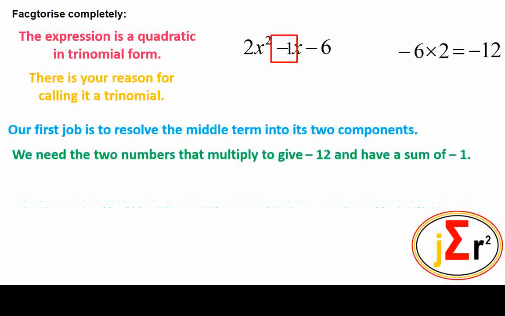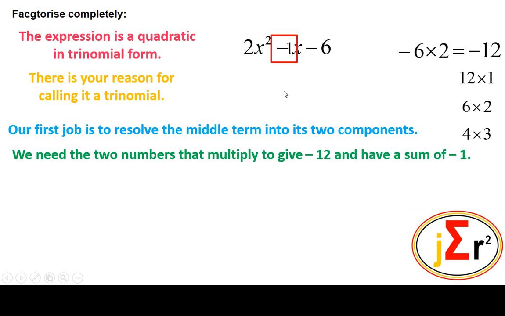Why do we do that? We need the two numbers that multiply to give the product of the two end coefficients, which is -12, and we'll have a sum of -1. They will add to give -1. The product should be -12. The sum should be -1.